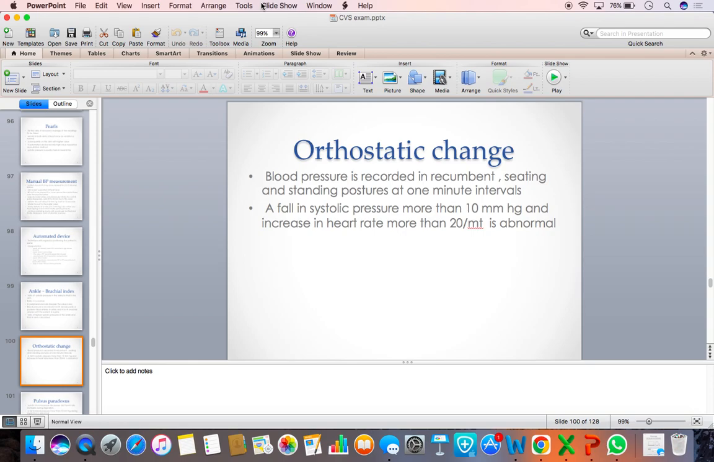Okay, this has to be recorded on the patients who are on antihypertensives, other drugs which cause fall in blood pressure. So the patients on the antihypertensives should be examined for orthostatic change during every visit to your clinic.